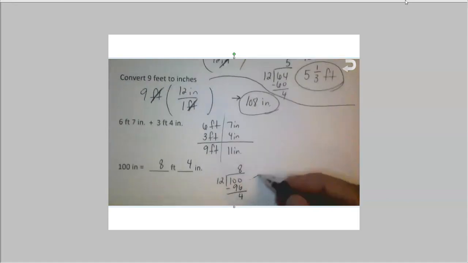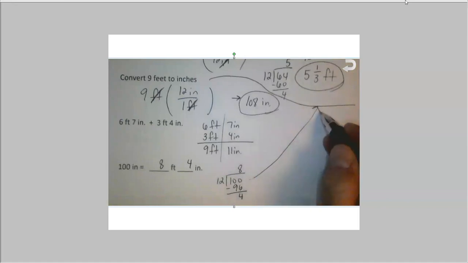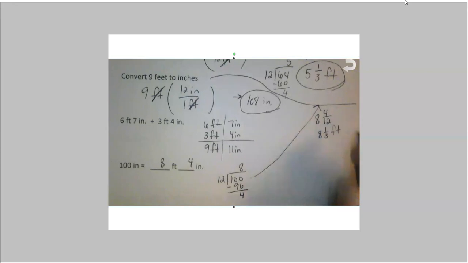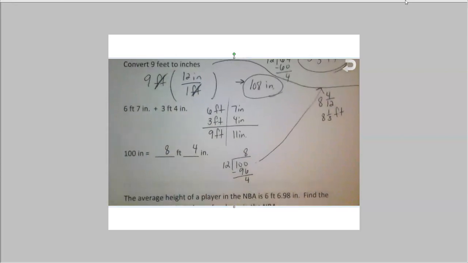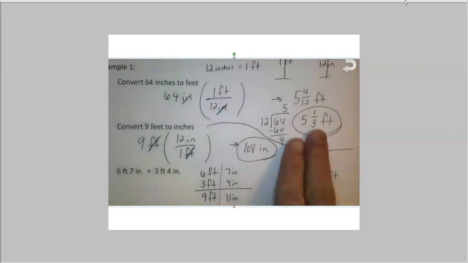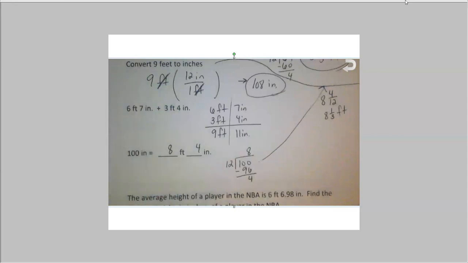If I was trying to do what I did up here and just get a foot answer, it would be 8 4/12 or 8 1/3 feet. But as a mixed measure, it's 8 feet, and the leftovers here, that's my inches that were remaining, okay? So just be careful. Depending on the question, you might have to go all the way to convert to a different unit of measure or give it as a mixed unit of measure.